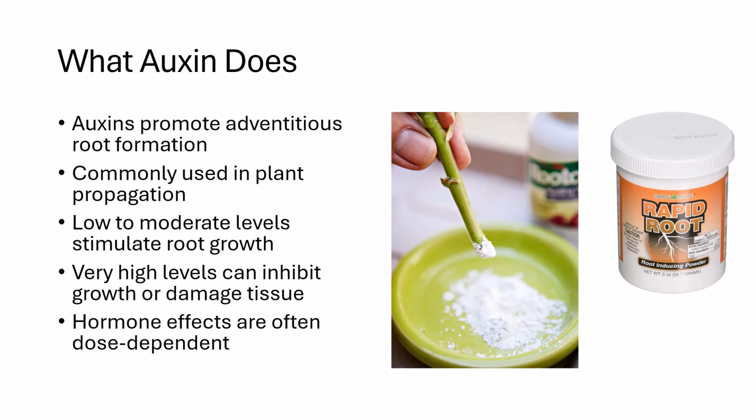Commercial rooting hormones often come with specific instructions like dip lightly, tap off excess, or use a dilute solution. The goal is to keep the hormone level in the optimal range, enough to stimulate root formation, but not so much that it stresses or harms the cutting.